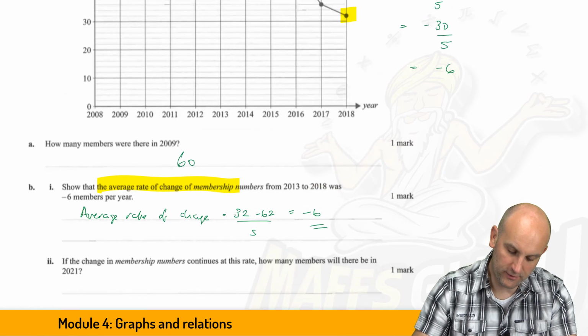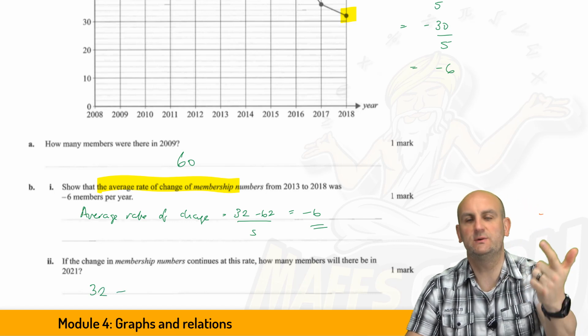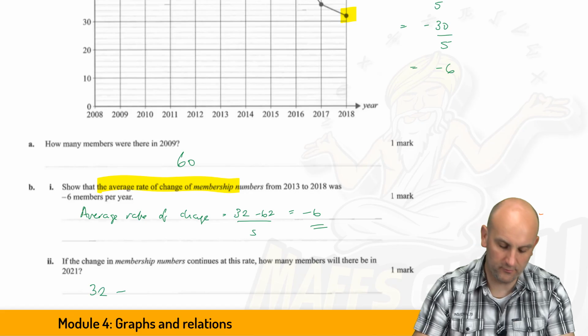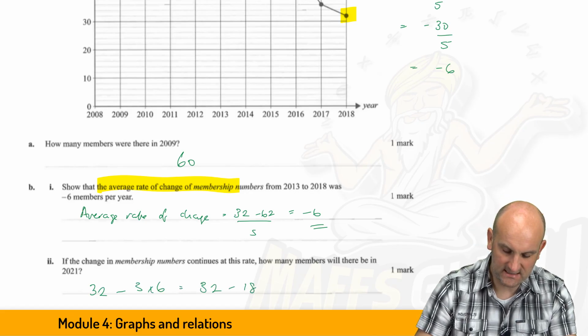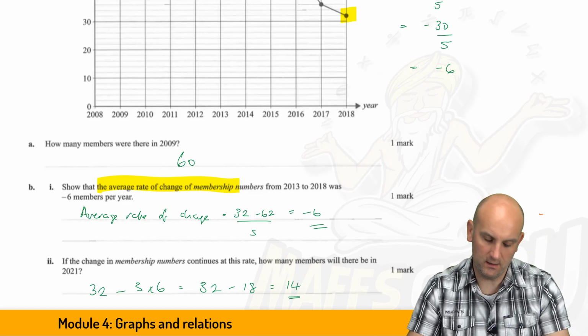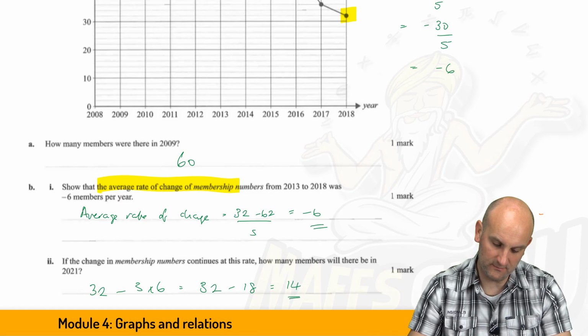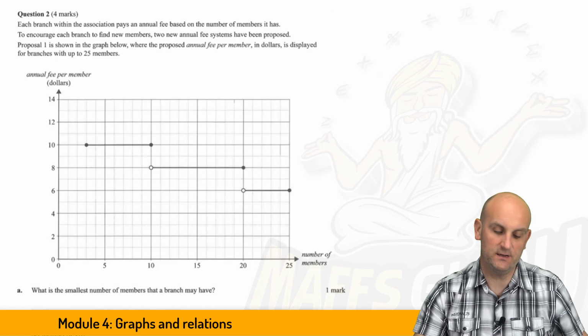Well, we know there are 32 members in 2018, 19, 20, 21. So we've got to lose another 3 lots of 6, which is 32 minus 18, which gives me the wonderful value of 14 members will be left. I believe that says how many members will there be? Yeah, 14 members left.